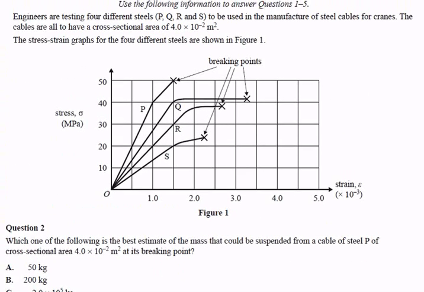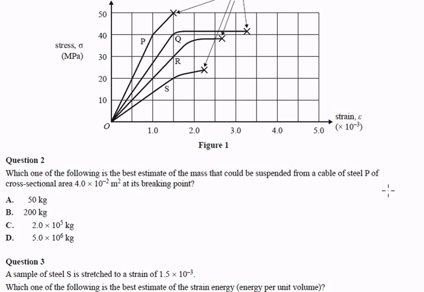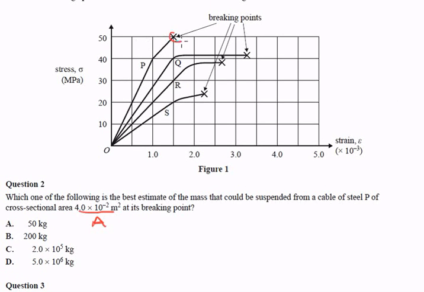Right, same sort of picture to answer these ones. Which of the following is the best estimate of the mass that could be suspended from a cable of steel P, that same cable, with a cross-sectional area, they've given us the area, at its breaking point. So here's its breaking point here. And they want to know the best estimate of a mass.